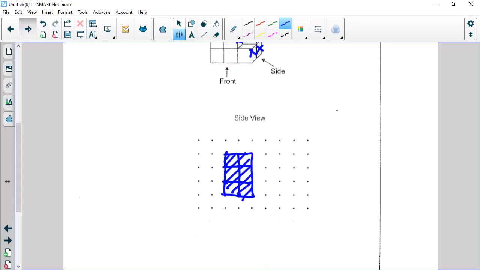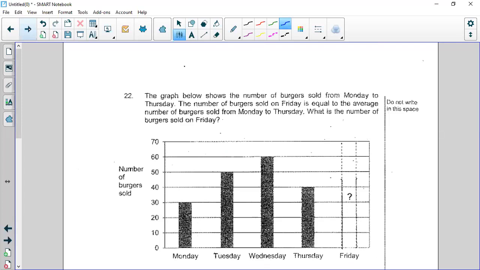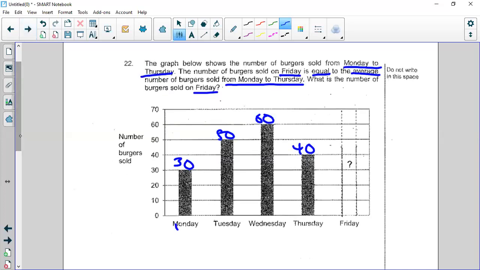Okay, next one, let's go on. Question 22. The graph shows the burgers sold from Monday to Thursday. The burgers sold on Friday is equal to the average burgers sold from Monday to Thursday. So what's the number of burgers sold on Friday? The first thing to do is put numbers on the bars. Then, to get the average, you must find the total first.